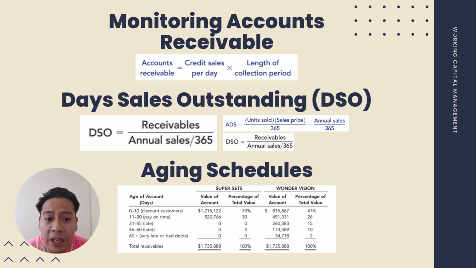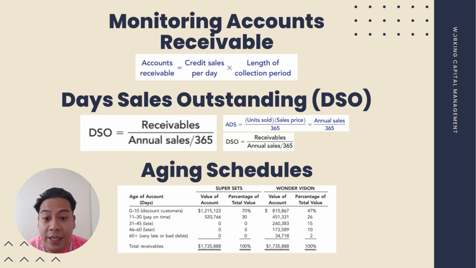For example, if the industry DSO is 25 days and Supersets is 16 days, it may indicate a strong customer base or an effective credit department. Conversely, a DSO of 35 days suggests that customers are taking longer to pay than the company's credit terms allow.